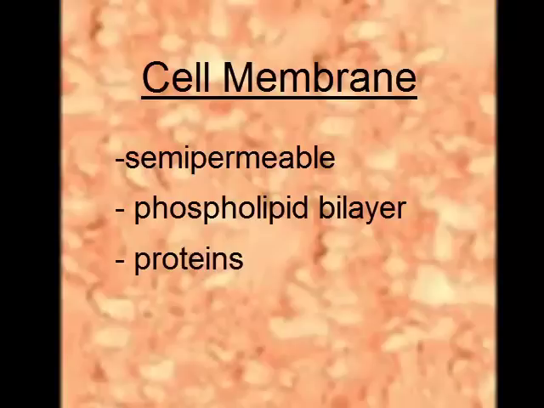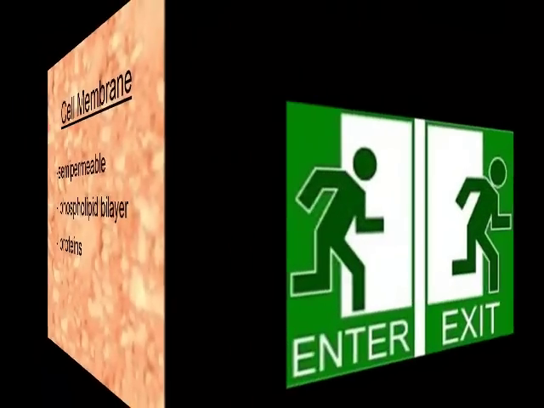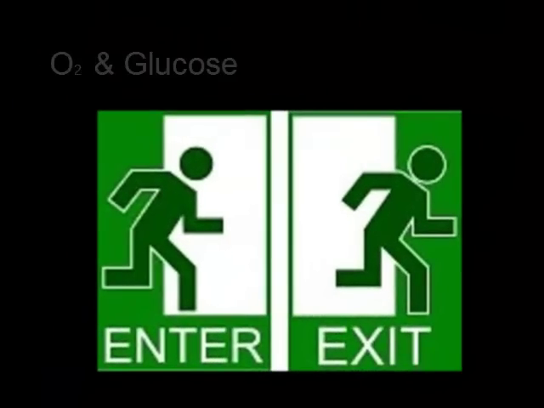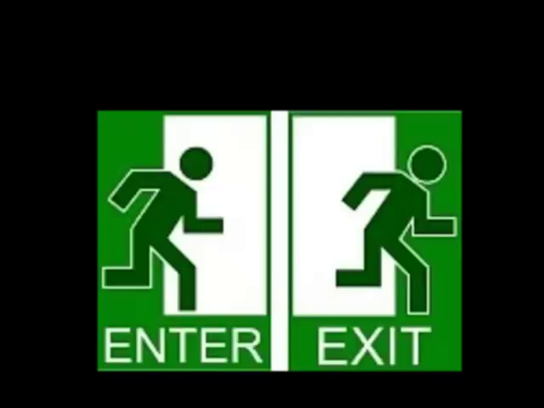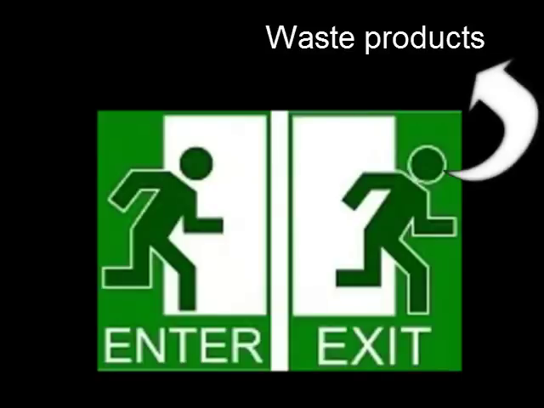In order for the cell to function, things need to be able to get into the cell and other things need to be able to get out. Things that we need in order for this cell to survive, things like oxygen and glucose, need to be able to get into the cell fairly easily. Things that the cell needs in order to perform its functions, like amino acids, also need to be able to get into the cell so that they can perform whatever function they need to do. In the process of cell function, the cell is going to produce waste products of metabolism. So all that stuff needs to get out of the cell.